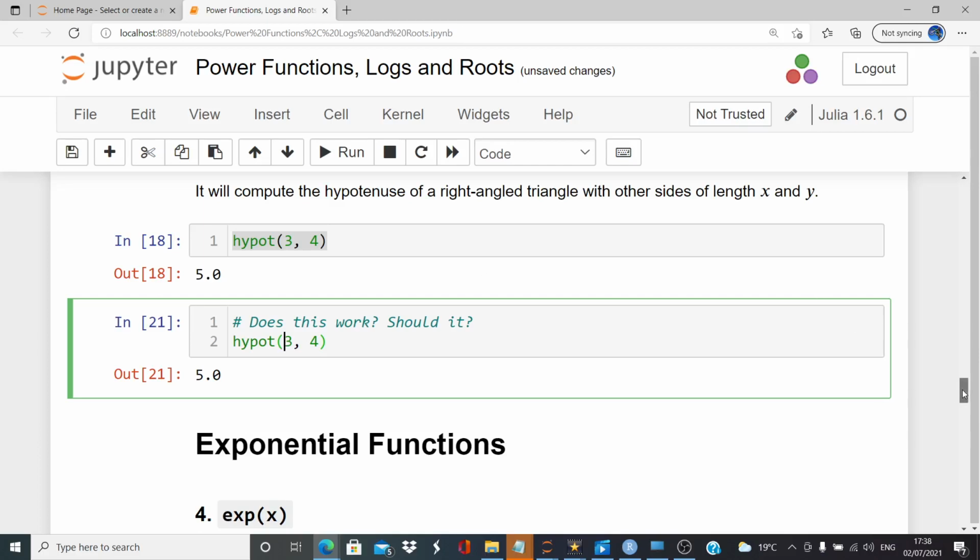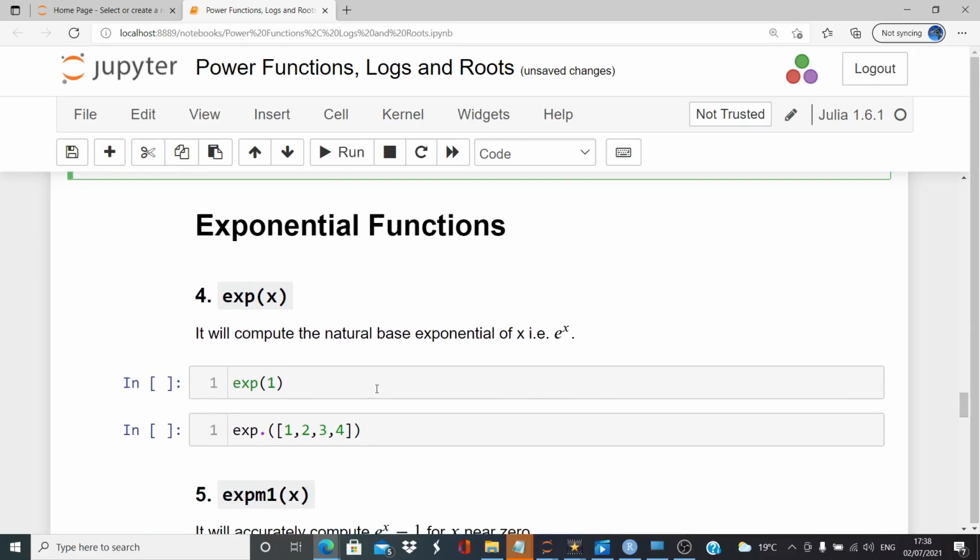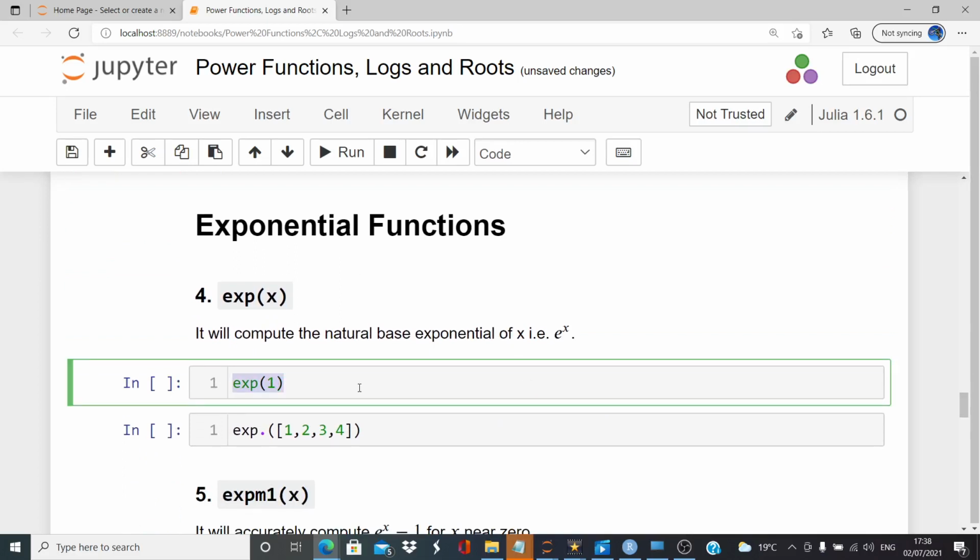All right, now exponential. This one is straightforward enough. The exponential of x, e to the power of x. So let's look at that.